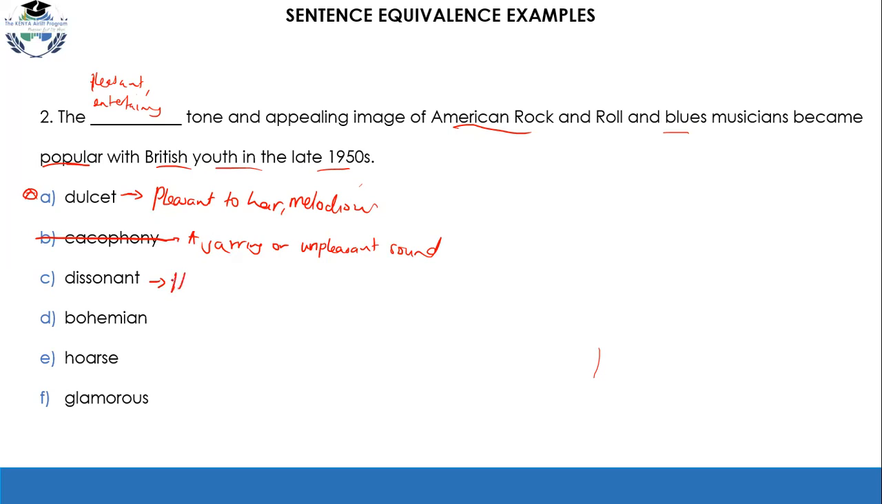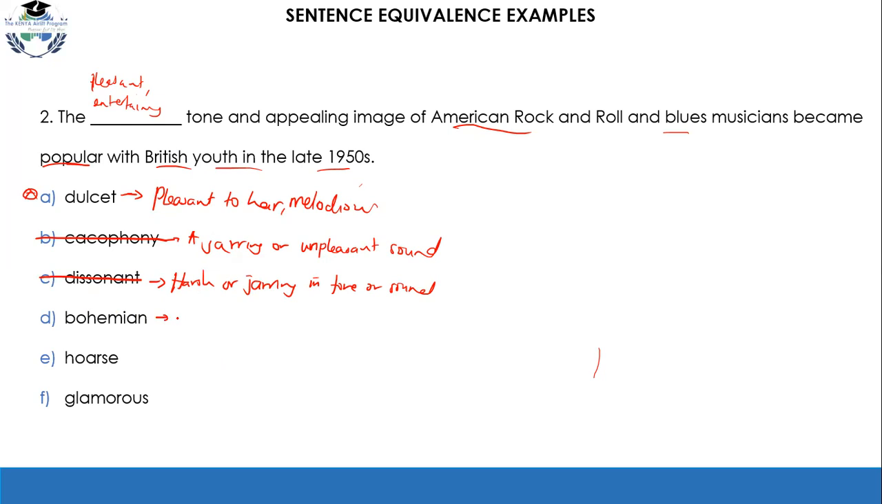Then we have dissonant. Dissonant means harsh or jarring in tone or sound, right? So dissonant means harsh or jarring in tone or sound. So again, really it's negative. So we can't really go with this.